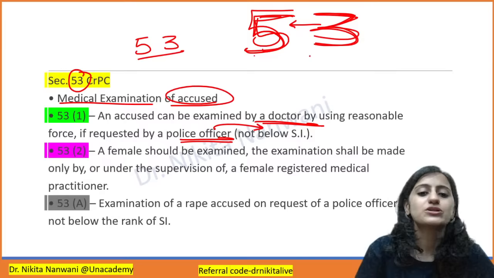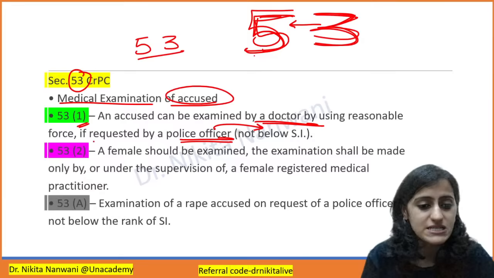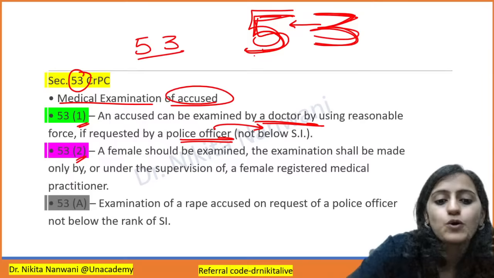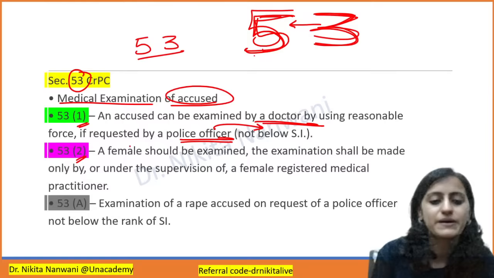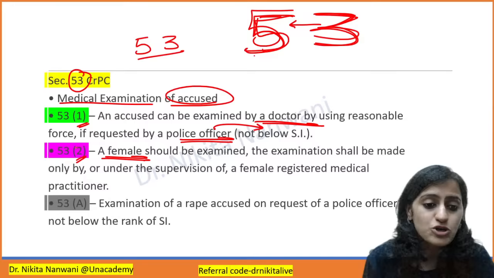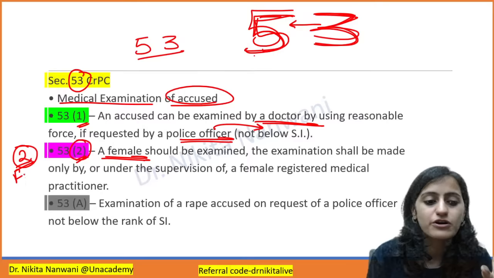Then 53-1 is this one which we said. 53-2, a female should be examined. The examination shall be made only by or under the supervision of a female registered medical practitioner. So this is specifically for a female patient jab examine karna hai. So number 2, remember ki female jab bhi aapko examine karna hai. So that has to be under the supervision of female. So that means one more person is required. That's a female. Okay, that's a female.